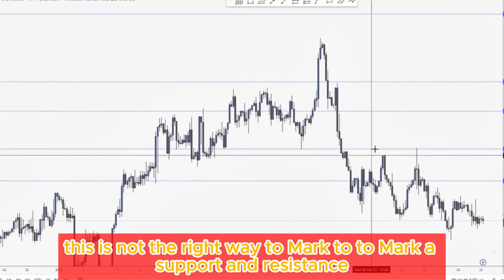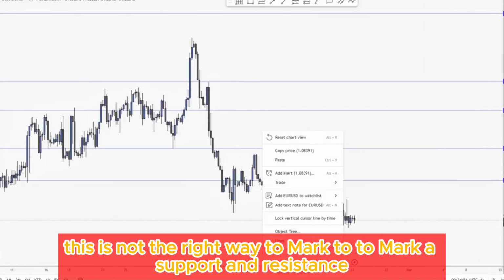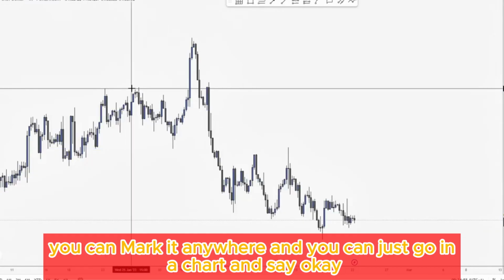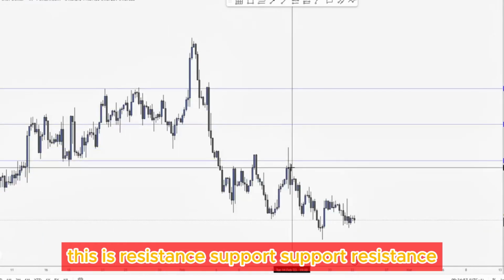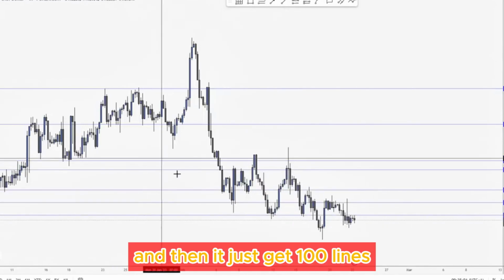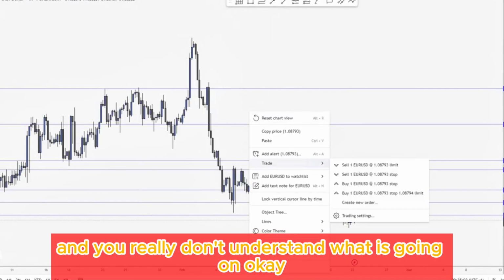Again, this is not the right way to mark support and resistance, but you can mark it anywhere, and you can just go in a chart and say, okay, this is resistance, support, resistance, support, resistance, support, and then you just get 100 lines, and you really don't understand what is going on.